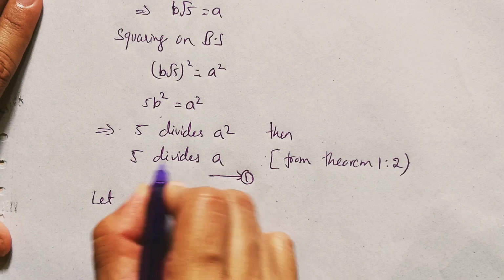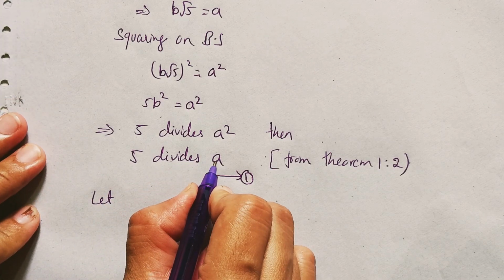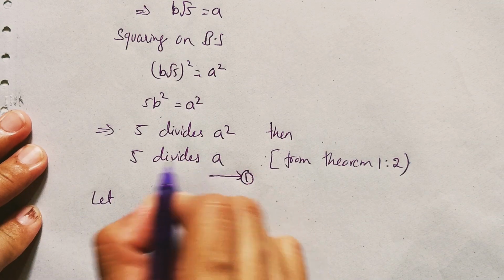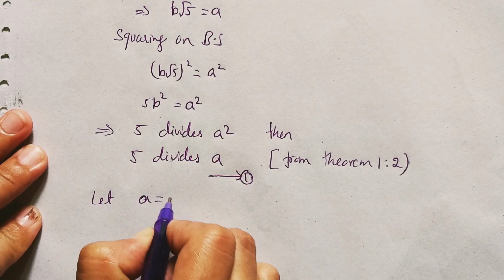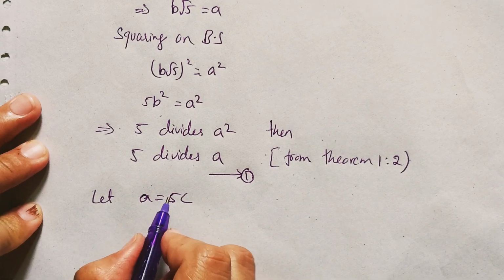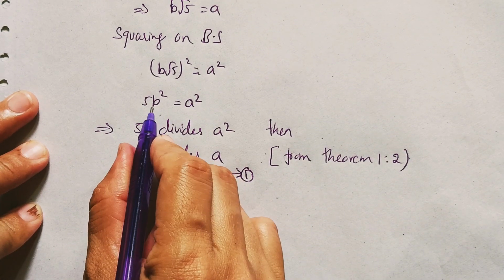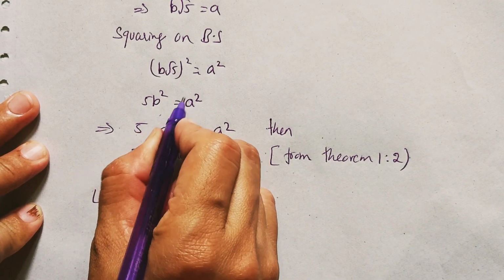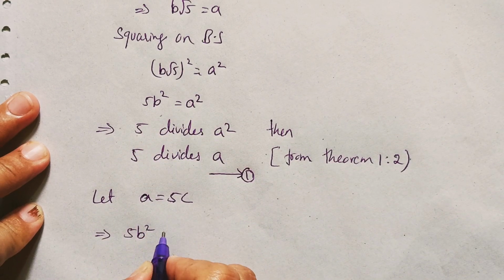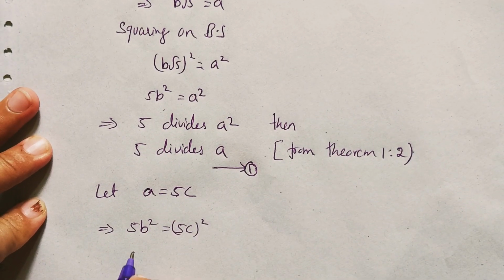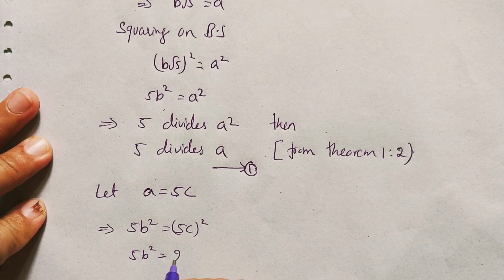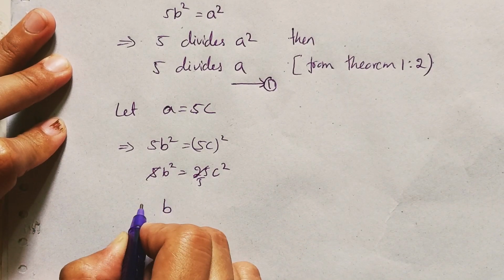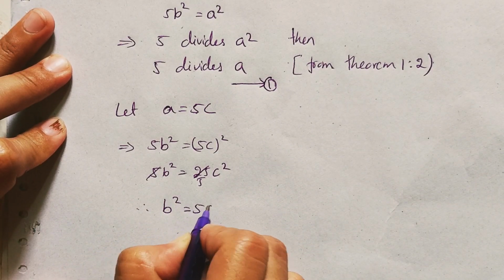If 5 divides a, it means a is a multiple of 5. Here let a equal to 5 into c. Now I am substituting this value here. That means 5b square equal to a square. In the place of a square, I am taking 5c whole square. So 5b square equal to 25c square. So 5 ones are 5, 5 fives are 25. Therefore b square equal to 5c square.